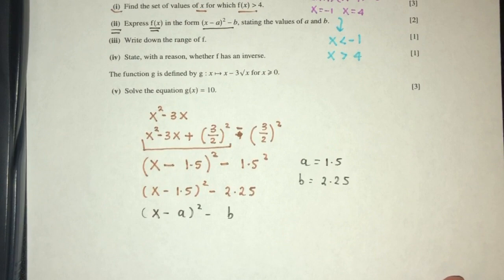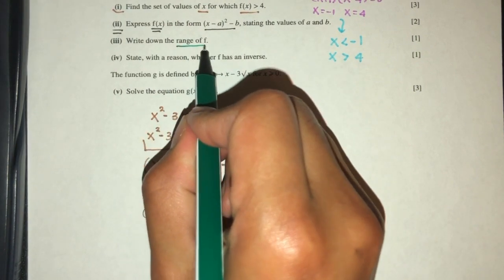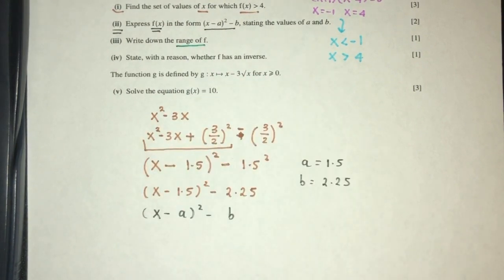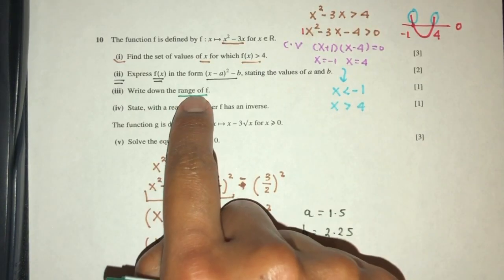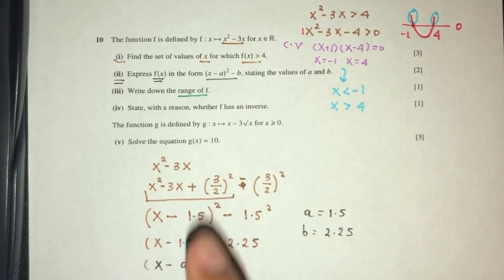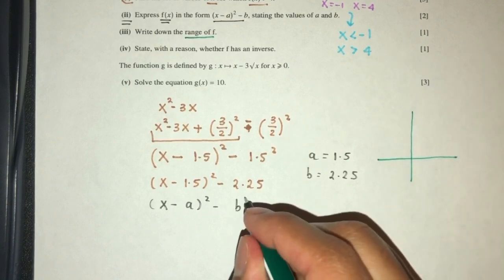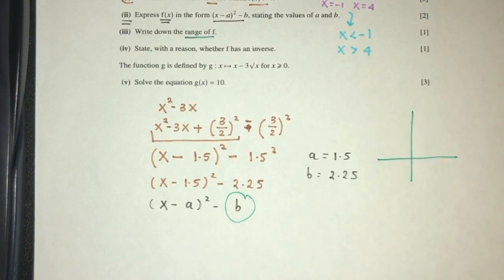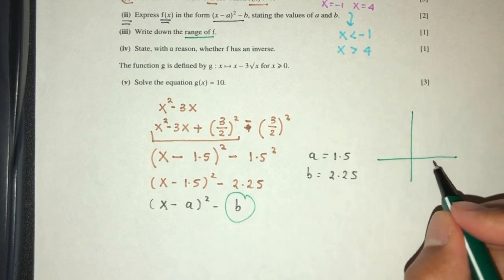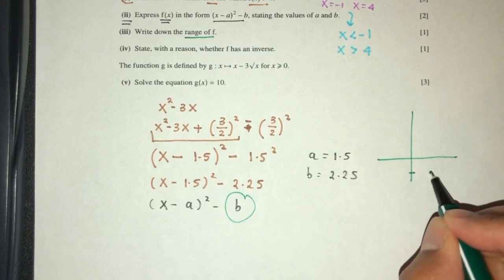Now for part 3, write down the range of f. The range are the y values of f, so we have to have an idea of the shape of the curve. The reason why the question was asked after this one usually means we can use this one to find the answer. The value here at the end is your minimum value. So here we have minus 2.25 as the minimum value.